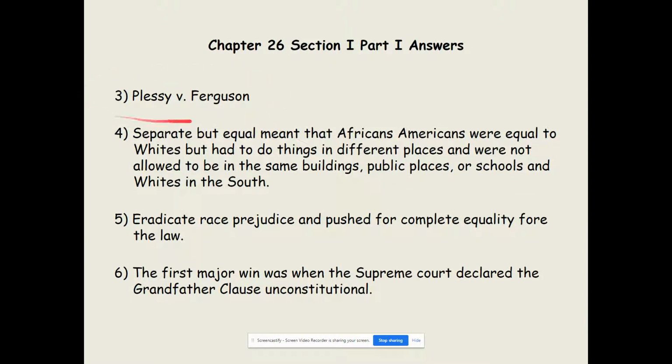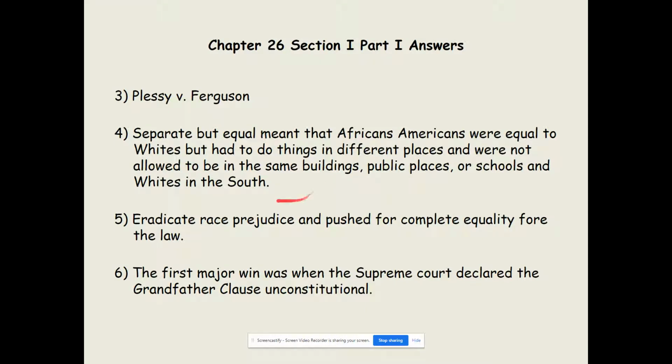The court case Plessy v. Ferguson, incredibly important. This goes back to chapter 16, maybe. That is the court case of separate but equal. I just went over that. Separate but equal. Schools, public places, restaurants, laundromats, movie theaters, water fountains, public parks, beaches could be separated based on race in the South.